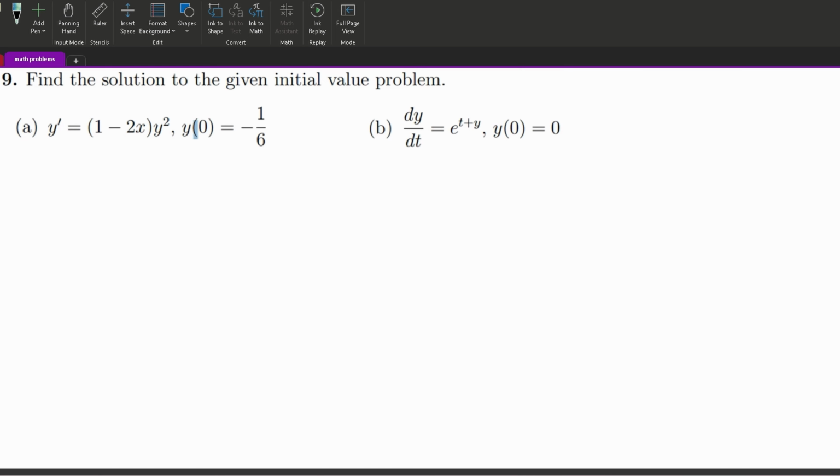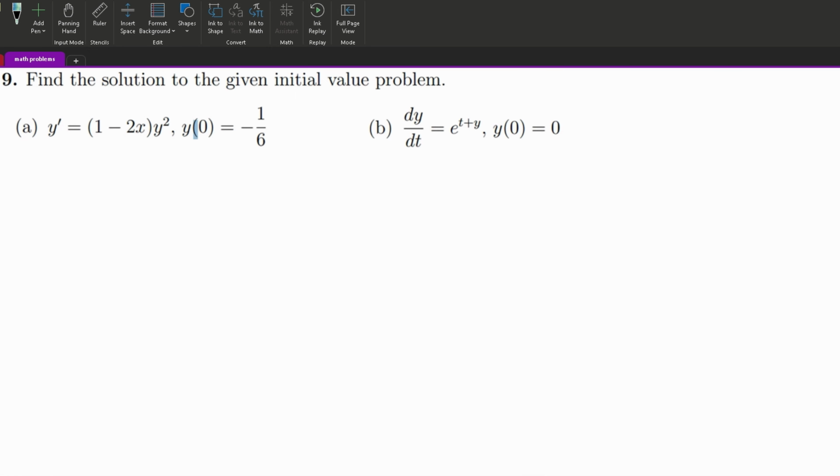We need to find the solution to the given initial value problem. So we're going to do both of these, and you'll see how simple it is. To find the solution to the given initial value problem, all we need to do is put our y prime in a dy dx. We want it to be separable.